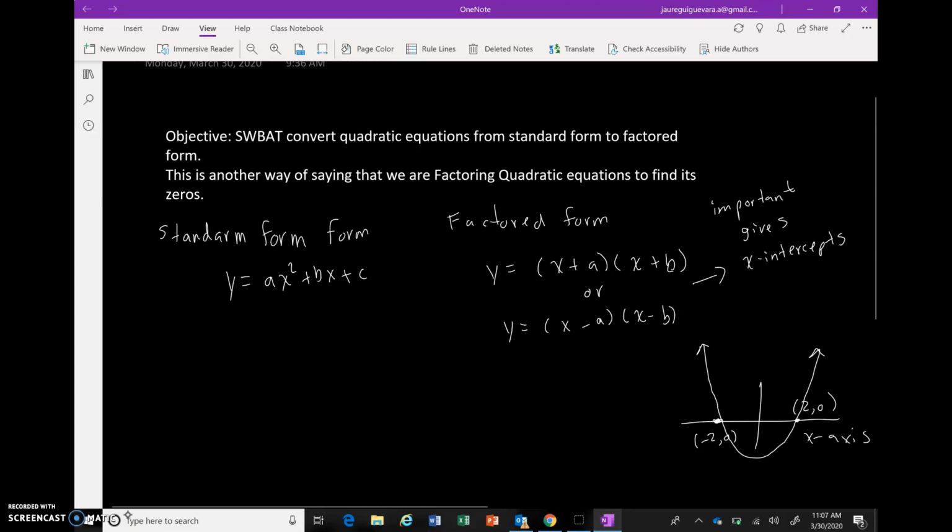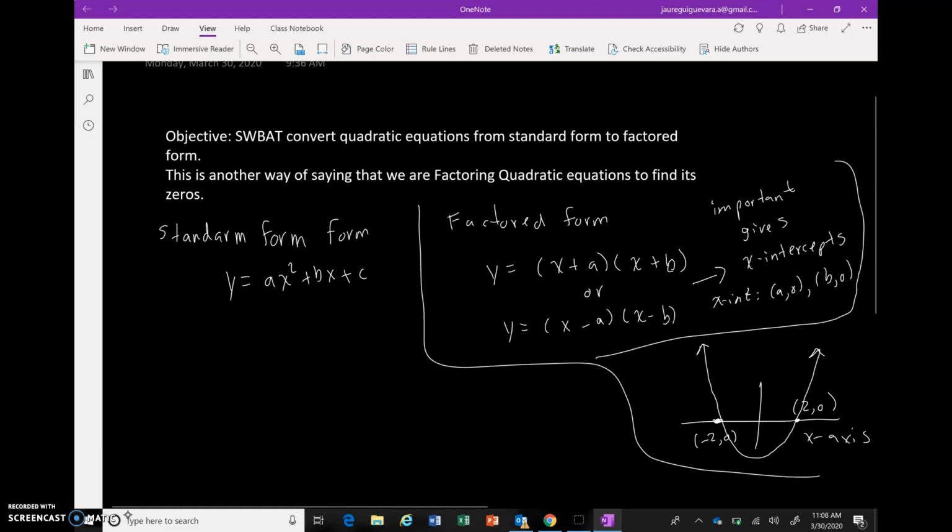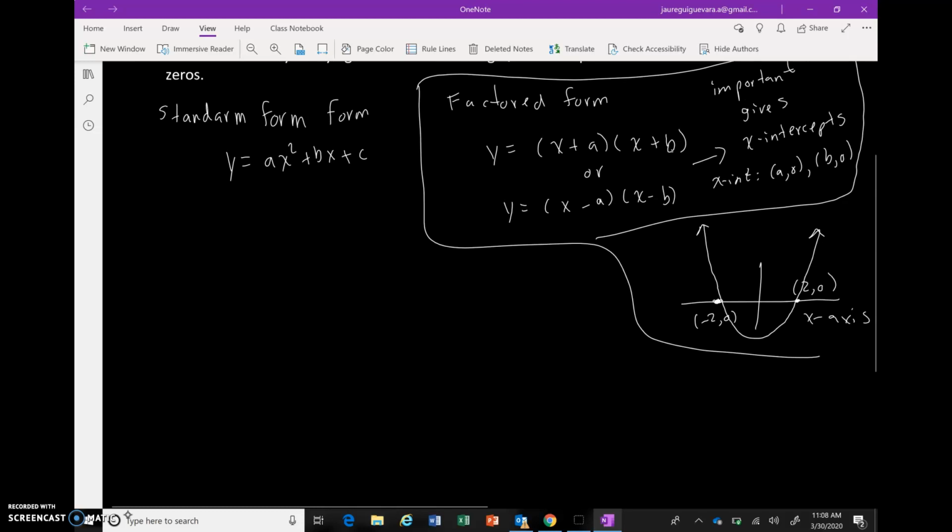So your x-intercepts will be in the format of a comma 0, right? b comma 0. This is the new form that we are learning. And basically, if I tell you to convert from standard form to factored form, then you are basically factoring. So let's go ahead and get started with factoring.